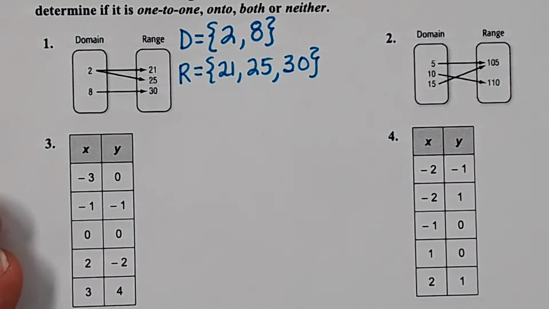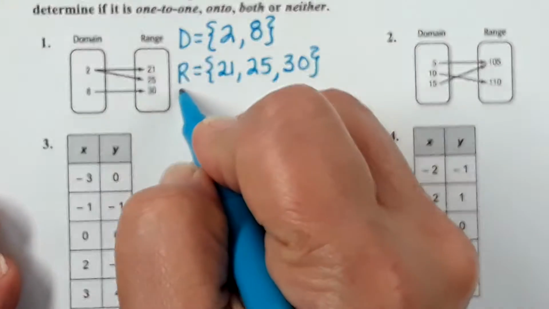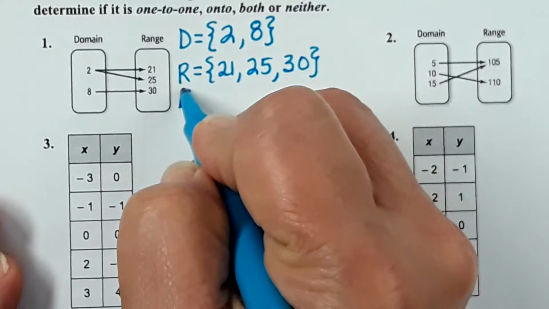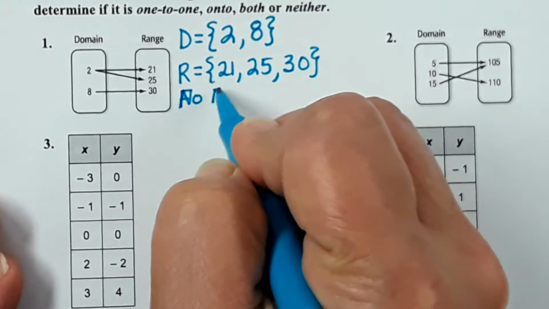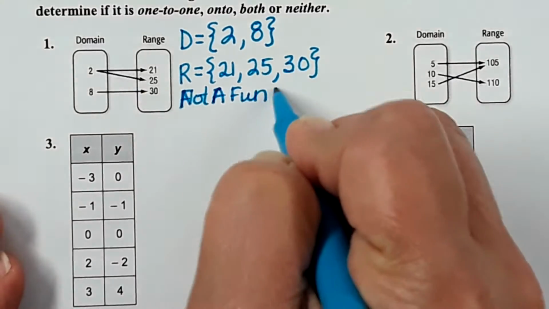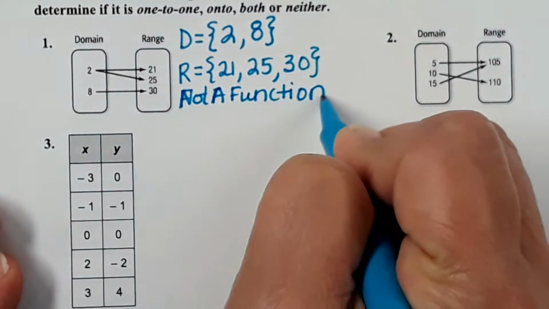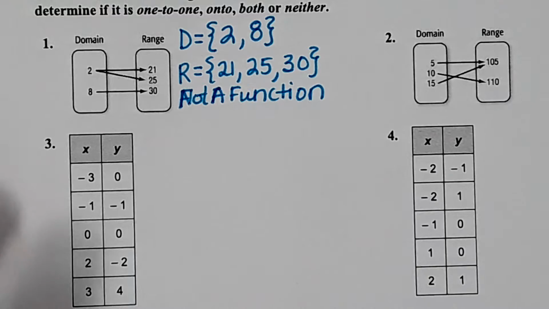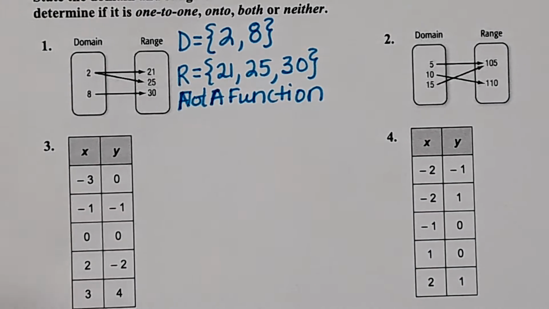Is it a function? No. Kat? Oh, I have a question. If during the test we don't put it in smallest to largest, will we get points off? Yes, you will. Now, if it's multiple choice, no. But if it is a free response, yes.